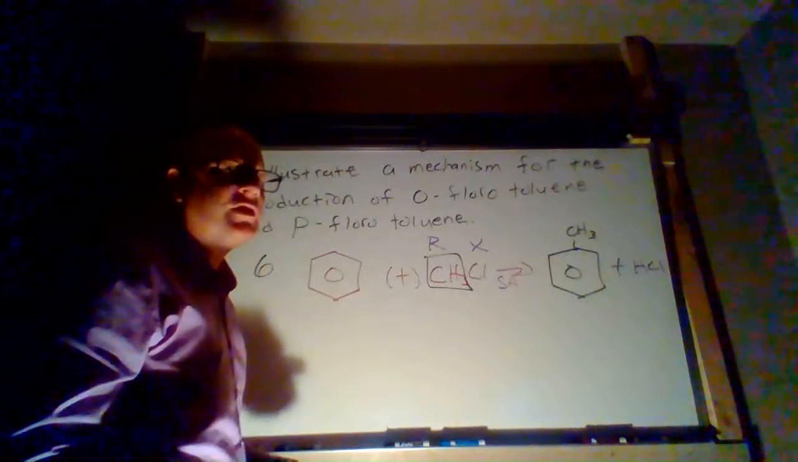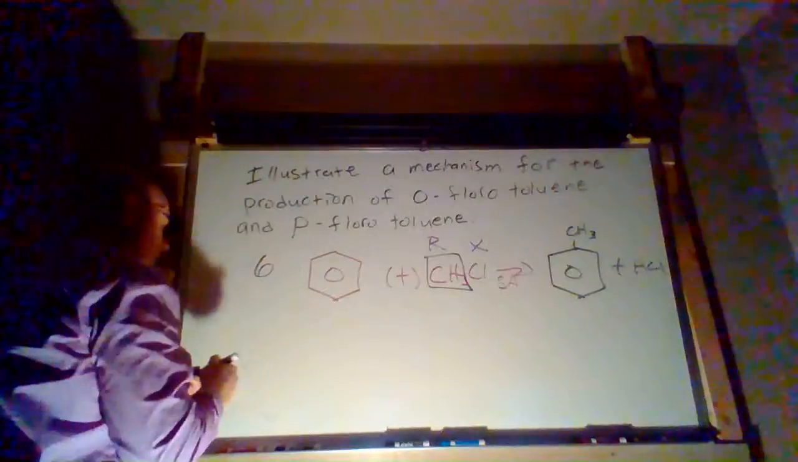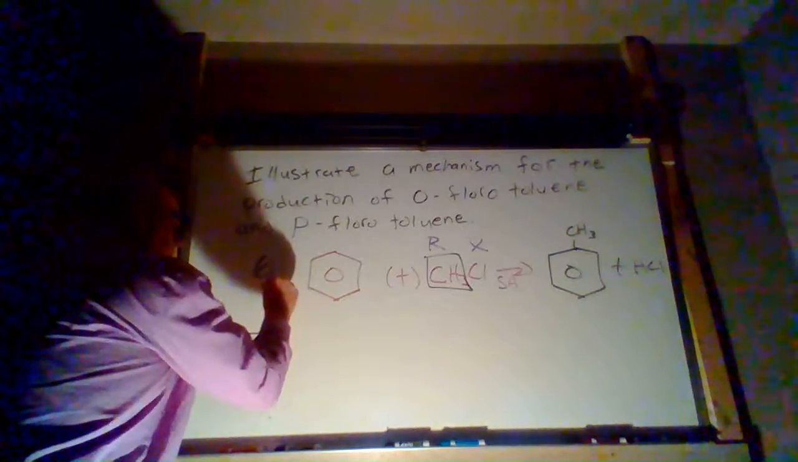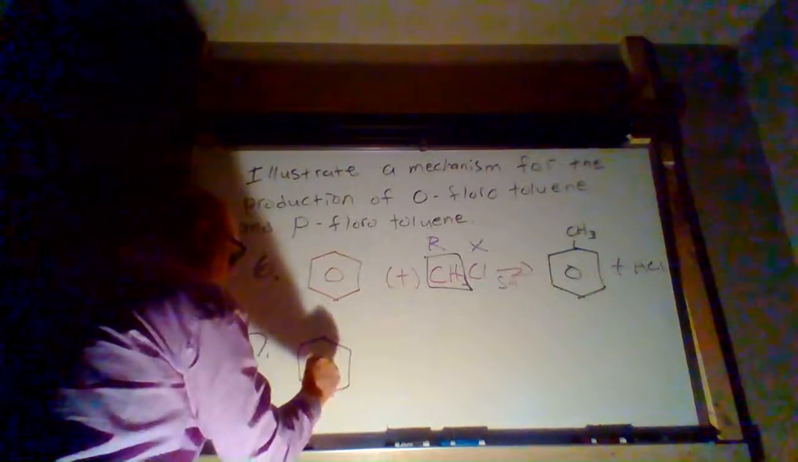Then I see for number 7, okay, we already have toluene. So we got our CH3 group on there. And what that would mean then, okay, let's go ahead and put toluene on here first.